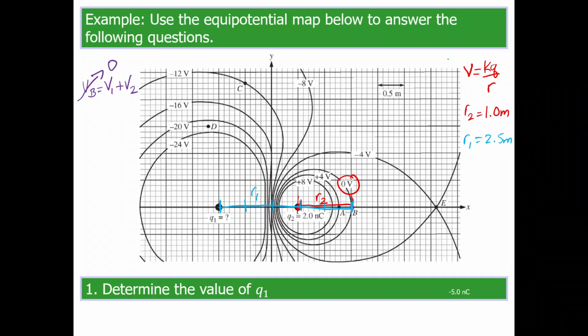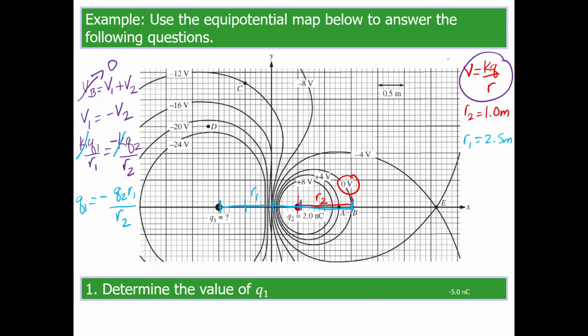And then if I solve for V1, I find that V1 is equal to negative V2, which makes sense because they're canceling out. I can then sub in my equation for the potential of a point charge. So I get kQ1 over R1 is equal to negative kQ2 over R2. Those k's are going to cancel, so that's a nice simplification right there. So then I can solve for Q1. Q1 is going to be negative Q2 R1 over R2.